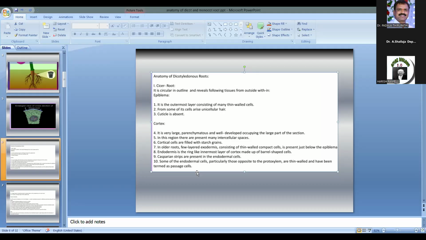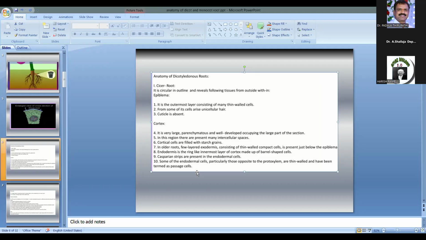Some band-like thickenings are present in the outside of the endodermis. So what are the functions of cortex? It is a main aerating tissue and that helps in the gaseous exchange. The cortex cells store the food material in the form of starch grains and lipids. In the root hair zone, the cortical cells help in the passage of absorbed water and solutes from the epidermal cells to the xylem. It is known as lateral conduction. That is about the cortex.